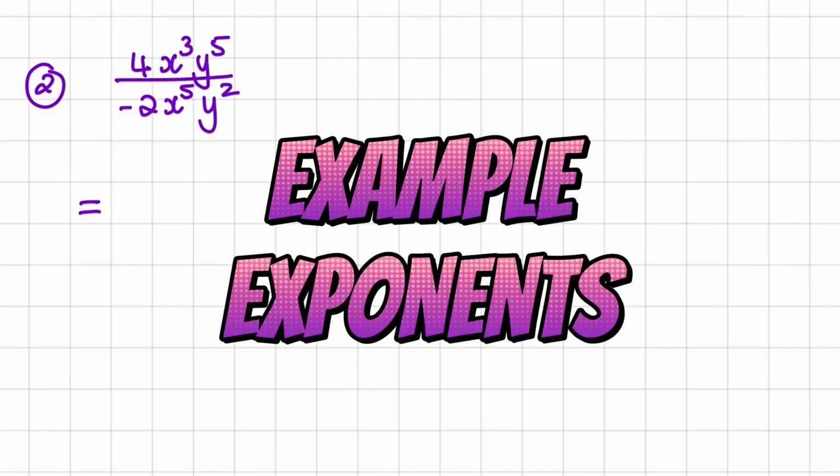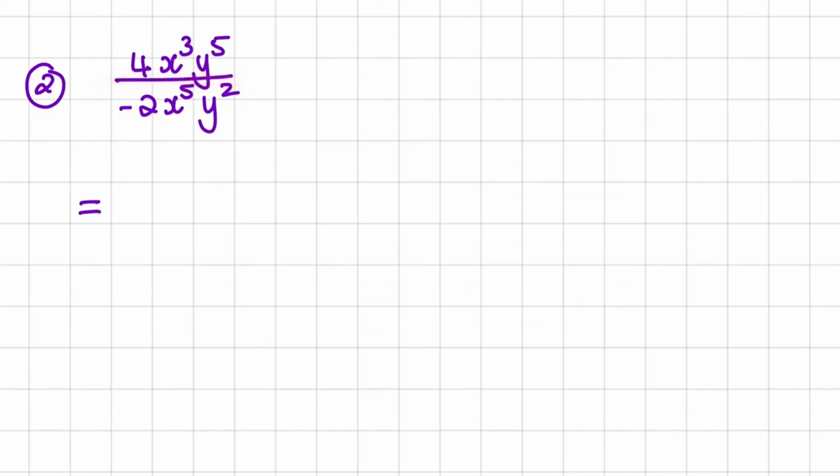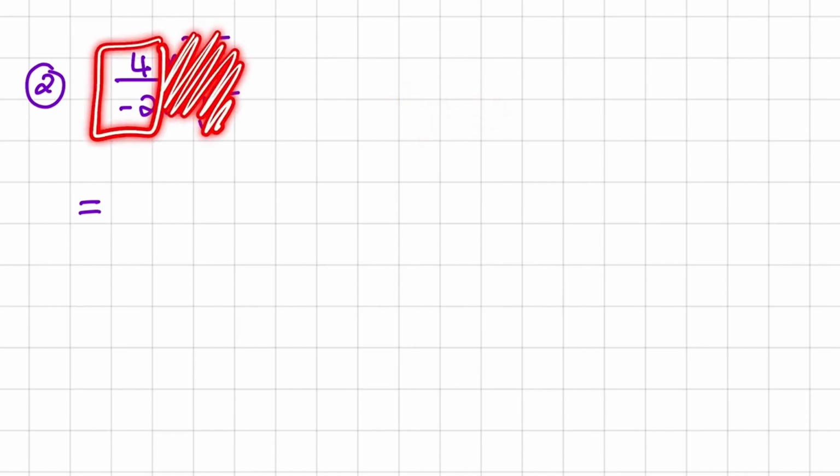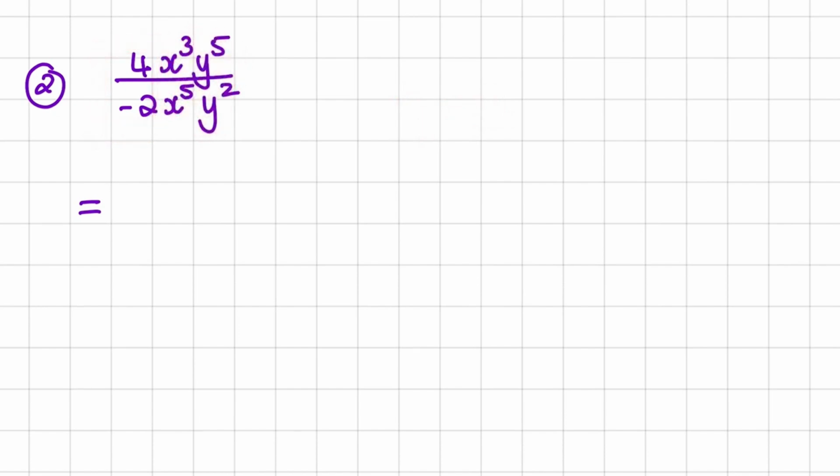Here we have a fraction, so we are going to apply the law where we subtract exponents from one another. But before we do that, we see that we have two coefficients, 4 and negative 2. Now these are not exponents, so I won't say 4 minus 2. I will actually ignore the variables and simply simplify 4 divided by negative 2. And that answer is negative 2.